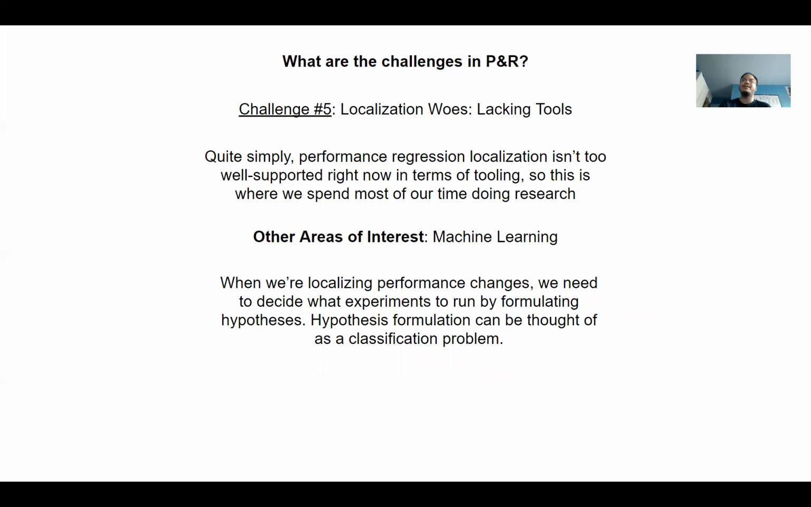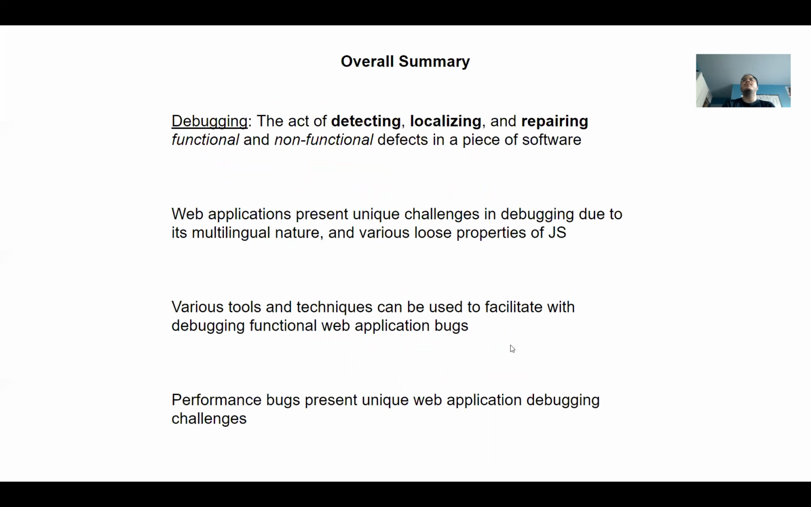Okay, so just to summarize what we talked about. We talked about debugging as the act of detecting, localizing, and repairing functional and non-functional defects in software. We talked about web applications presenting unique challenges in debugging, both from a functional side and performance side. And then we also talked about certain tools that you can use to facilitate functional debugging, but also tools that you can use to facilitate performance debugging as well, and some of the unique challenges that performance debugging itself presents as opposed to just functional debugging. Okay.